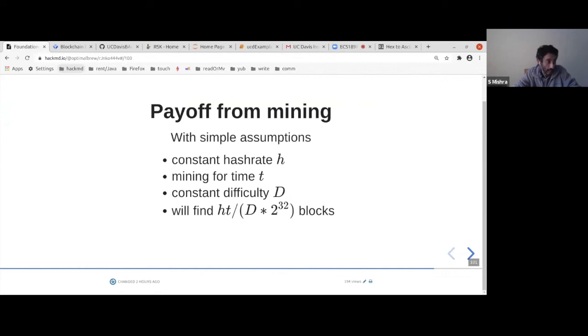If you're very lucky and you have access to mining equipment, like an Antminer or some ASIC, I'm not sure if you can put one in your dorm room, someone will find out. But let's say you have some kind of apparatus that can produce hashes at the rate h. These are double SHA hashes of blocks per second. And you mine for a time t with difficulty d, then given that probability on the previous slide, this is the approximate number of blocks we will find.